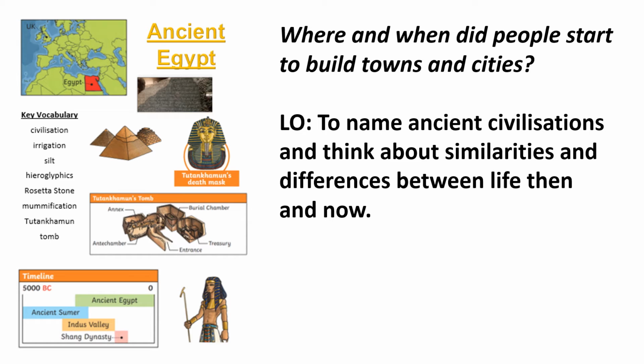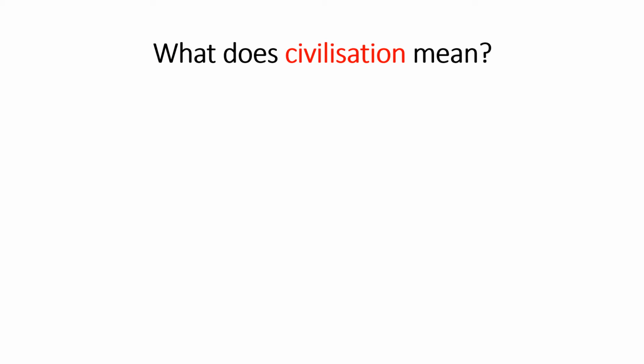Ancient is very, very old. But what does civilization mean? Civilization is a group of people that create a settlement. We live in a civilization now.